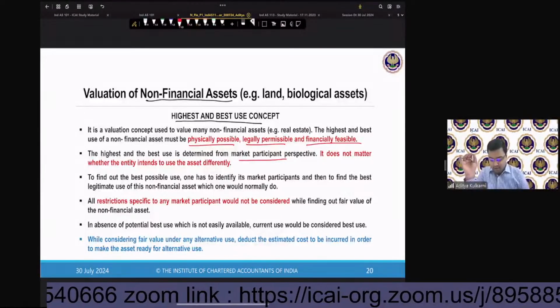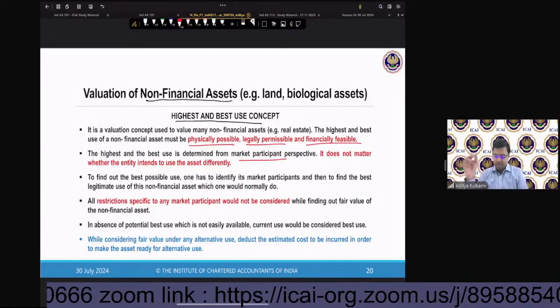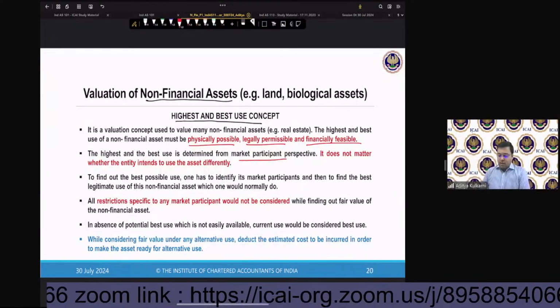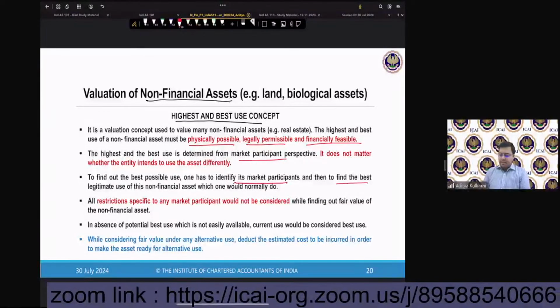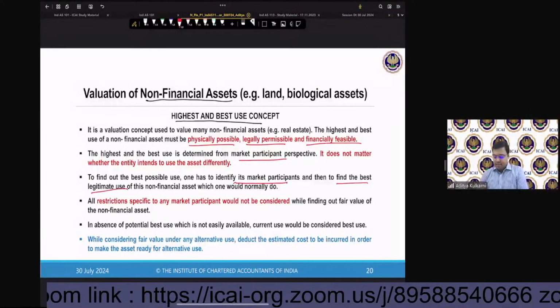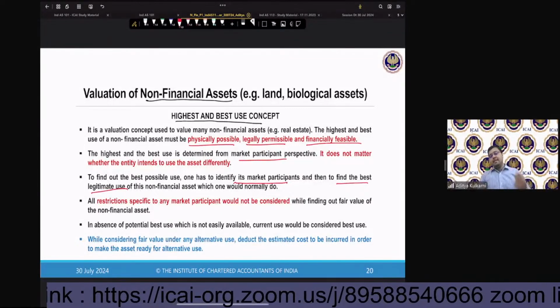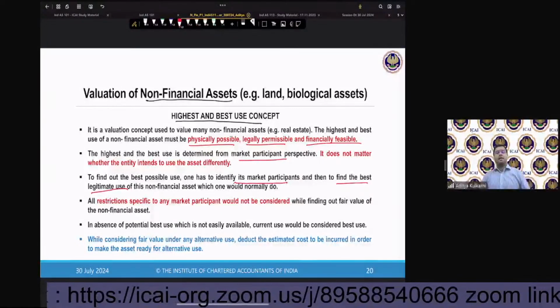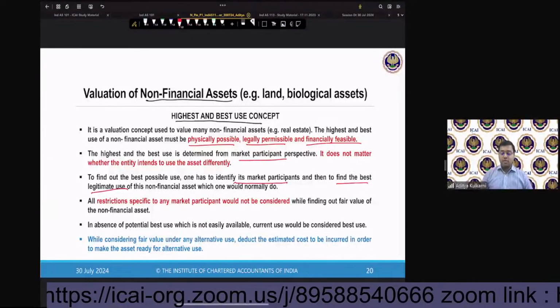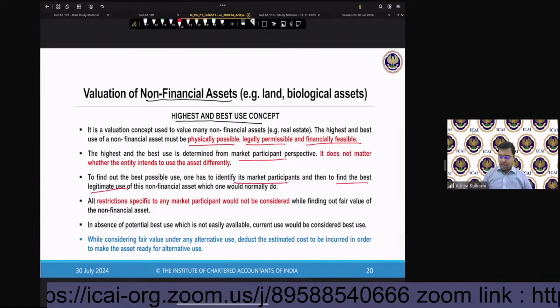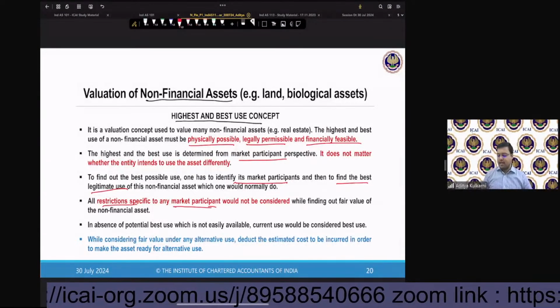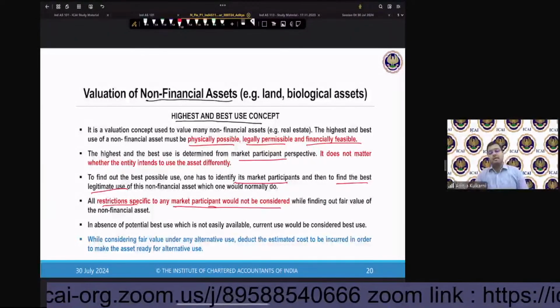Again, this is from the perspective of a market participant. One has to identify the market participants and then find the best legitimate use of this non-financial asset. If there is any restriction specific to a market participant, then those restrictions will not be considered.